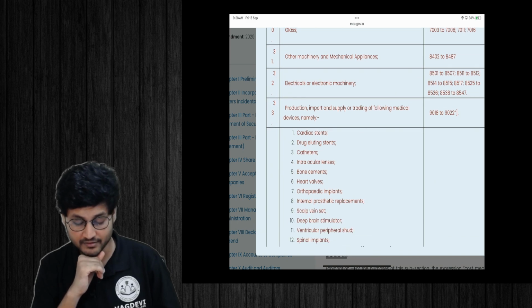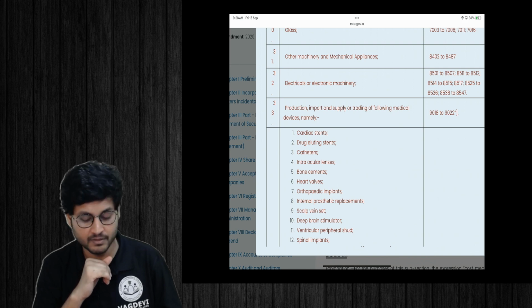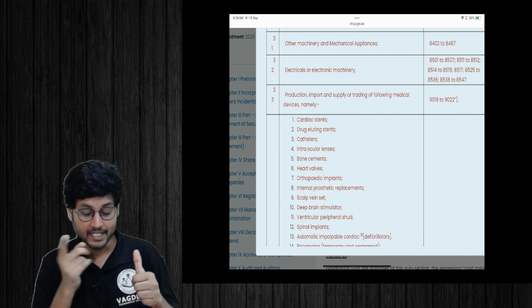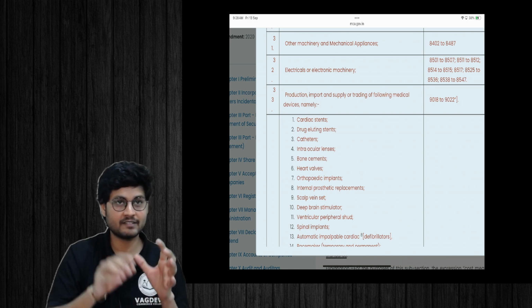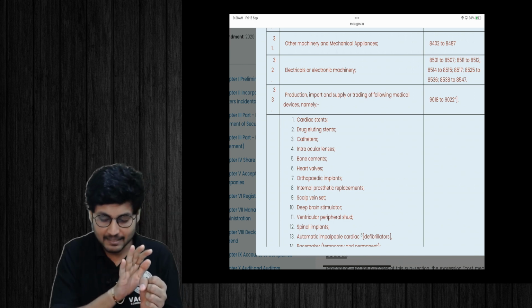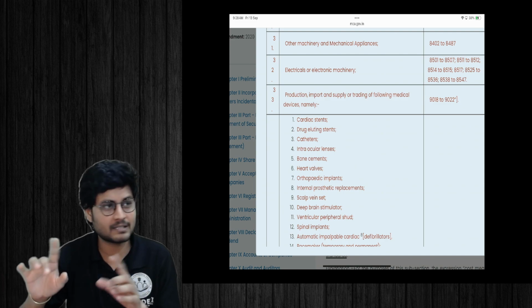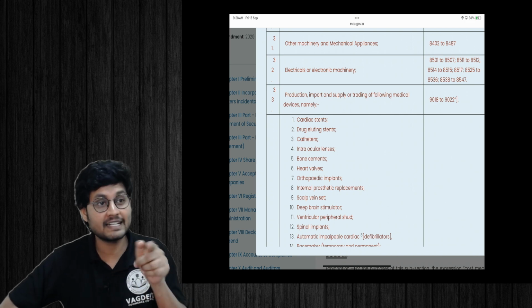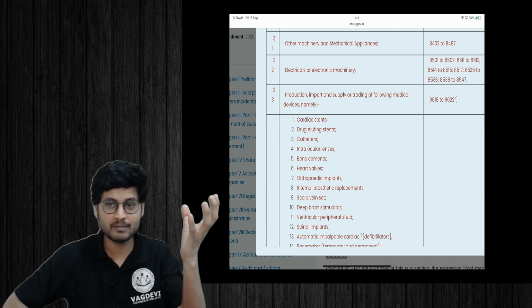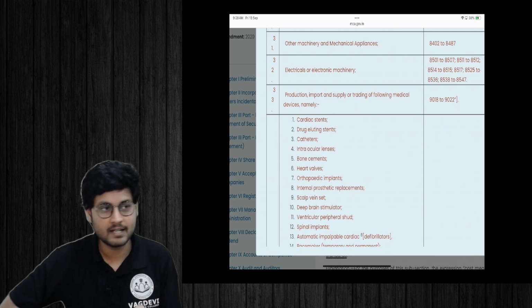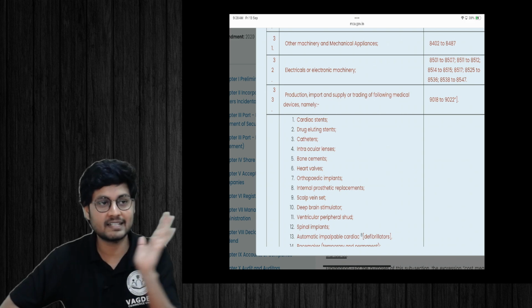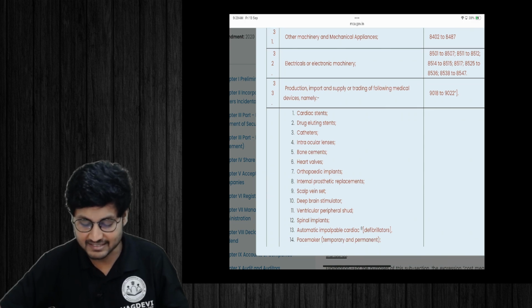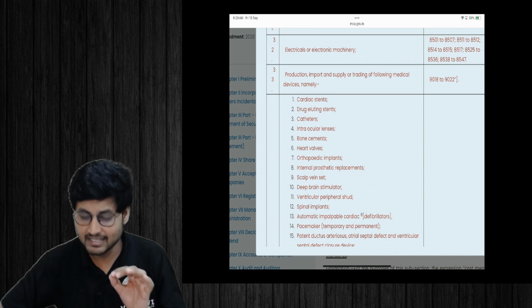See the last one, a very beautiful point, which is significantly different from the first 32. See, production, import and supply. We are buying from foreign and we are supplying such goods. Generally, trading activity is not covered. However, in point number 33, even trading is covered. We are importing some machineries from foreign and supplying those machineries here itself. So, what kind of products? Medical devices. See, trading of the following medical devices.